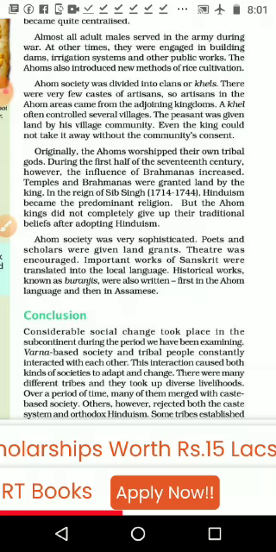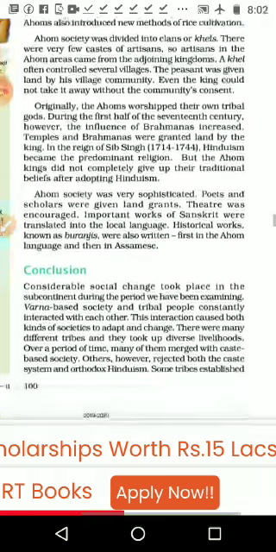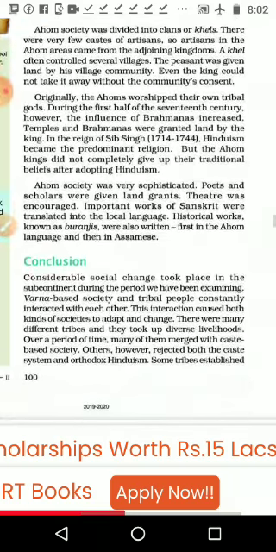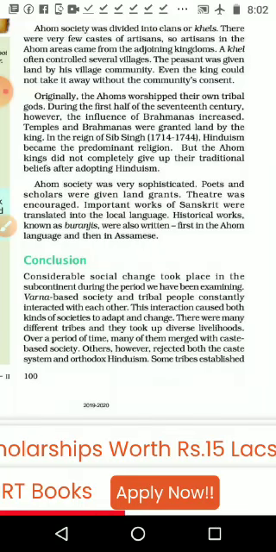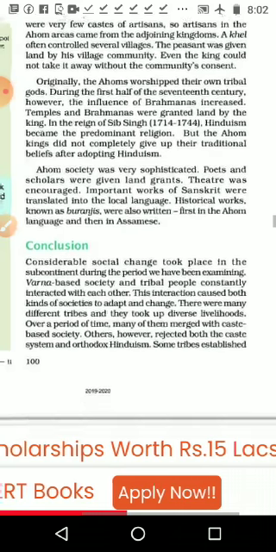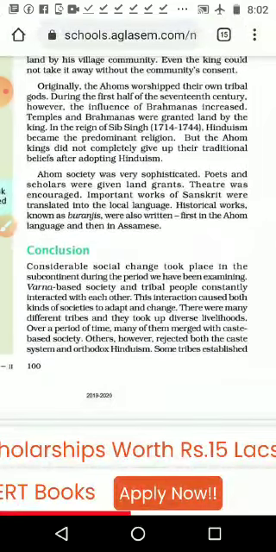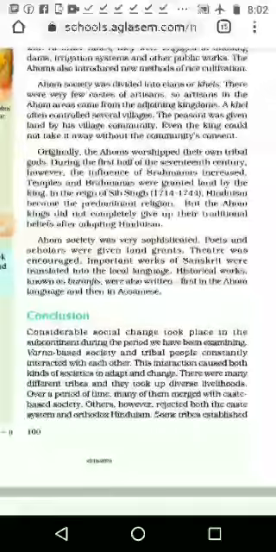The peasants were given land by their village community, and each and every farmer is getting the land from the village community. Even the king could not take it away without the community's consent. The khel is again divided into villages, and the village community is taking the decision where the farmer wants to make cultivation. Even the king cannot do anything against that.